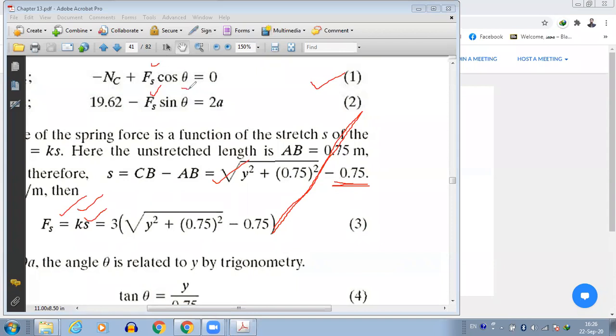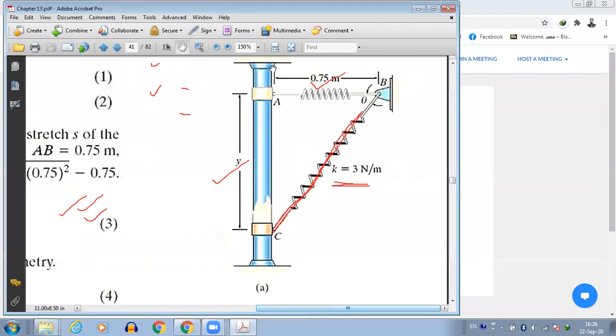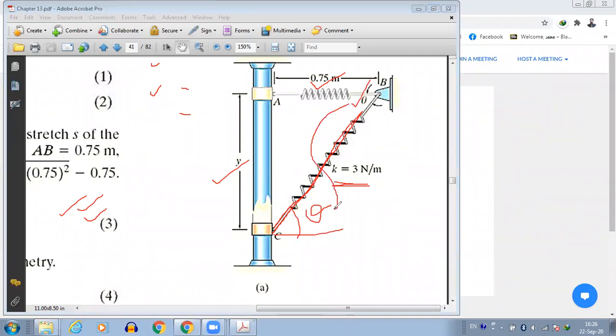Now we also need theta, but we can find theta because it's a right angle triangle. Whatever the theta is here, this will be the same theta we have here. So this theta will be the same as this one. We can find this theta because we know this length and this length. This is a right angle triangle.